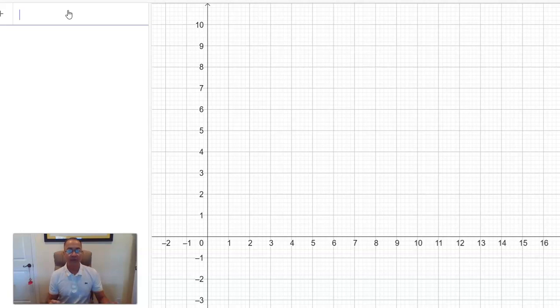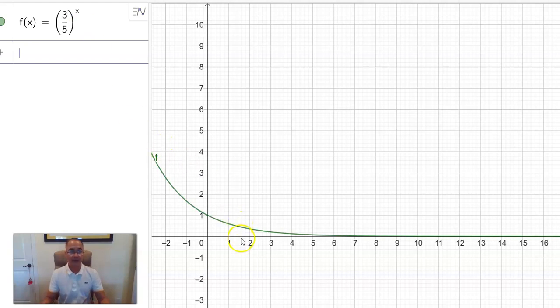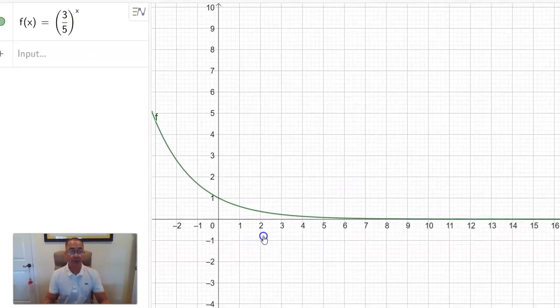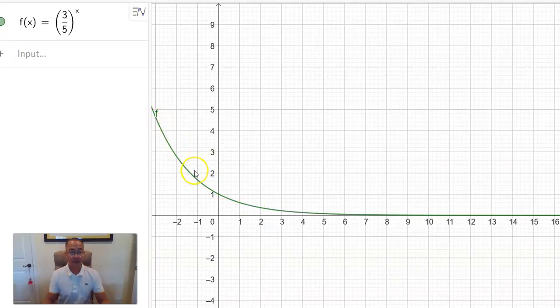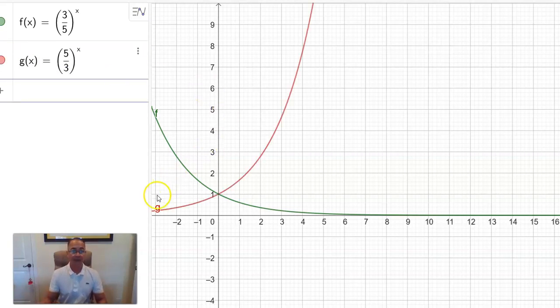What we're going to do is review some exponential functions that we saw in earlier videos. So let's start with the exponential function 3/5 to the power x. Okay, so there it is. So 3/5 is smaller than 1, so our exponential function is decreasing. Okay, so what happens when we flip that? If we have 5/3 to the power x, now we have an increasing function.